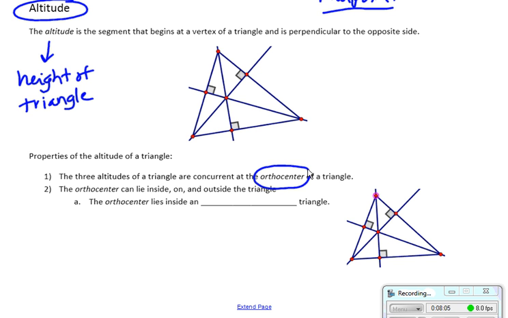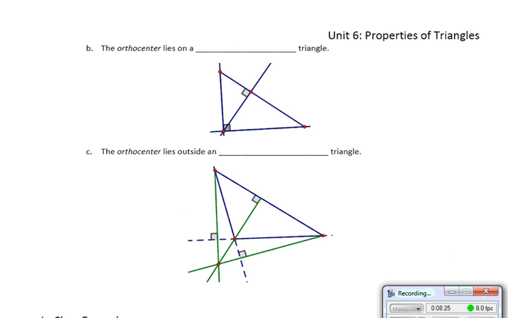You need to find a way to know which point of concurrency goes with which segment. The orthocenter can also lie inside, on, or outside the triangle, similar to the circumcenter. When you have an acute triangle, this is when your orthocenter is going to lie inside your triangle. For a right triangle, your orthocenter is going to lie on the triangle, and for our obtuse triangle, your orthocenter is going to be outside of the triangle.